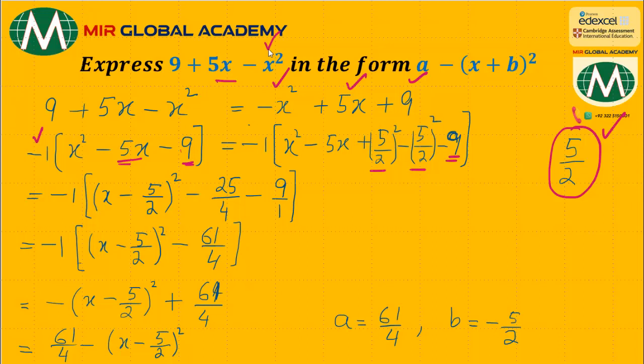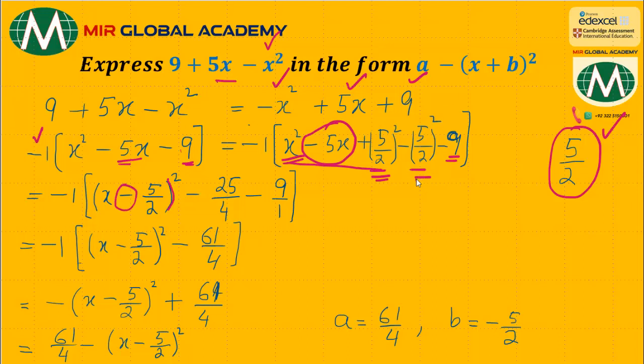Now using the identity, these three terms will be converted into completing square. In the completing square, which is a whole square right now, the first term will be x. We have to remove the square and it is x, and then we have to remove the square over here, 5 over 2. As the middle term here is negative, we will use a negative sign over here.